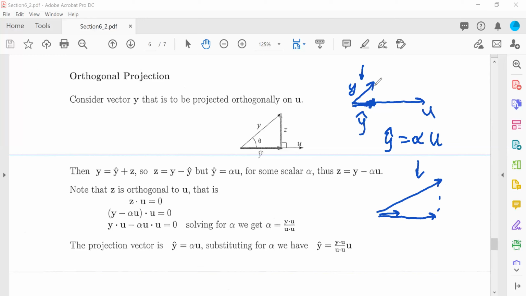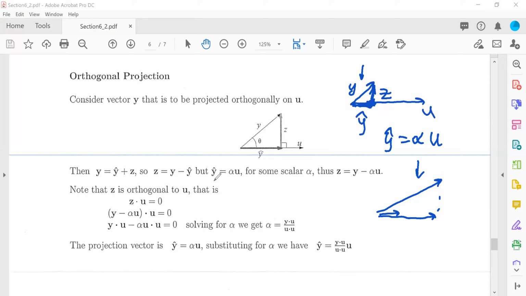Now, I'm going to draw another vector that is perpendicular, and I'm going to call it vector z. Please note that if I add y hat plus z, it's equal to the vector y. So that's what we have right here. My vector y is y hat plus z. If I solve it for z, I subtract y hat, so z is equal to y minus y hat.